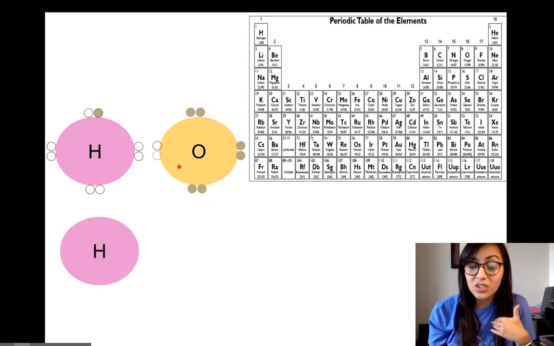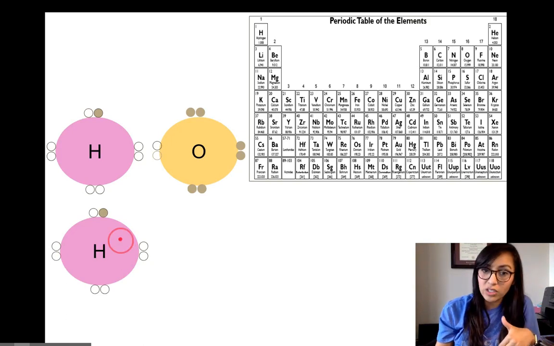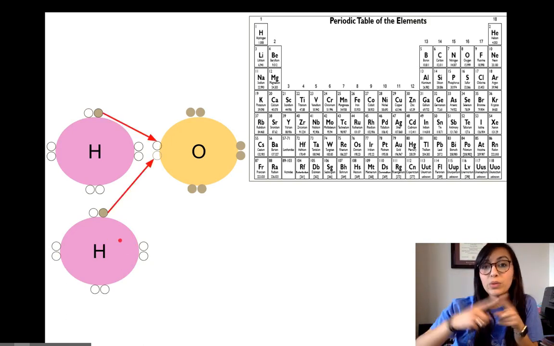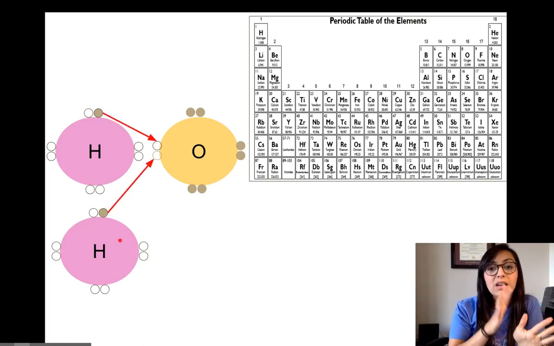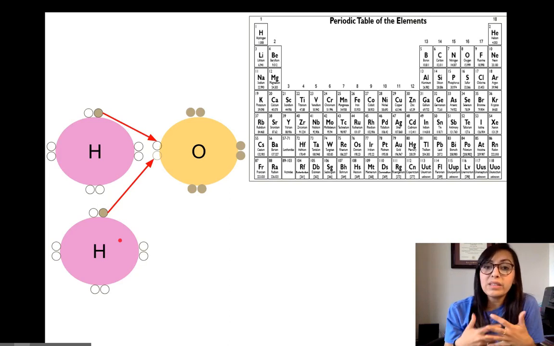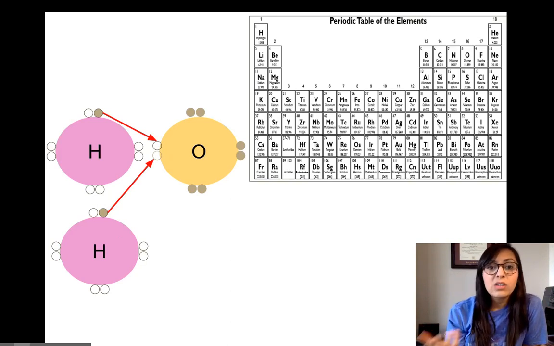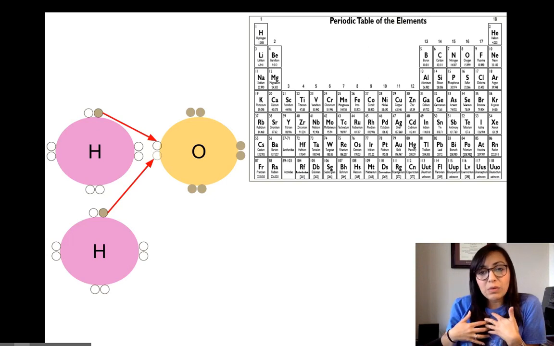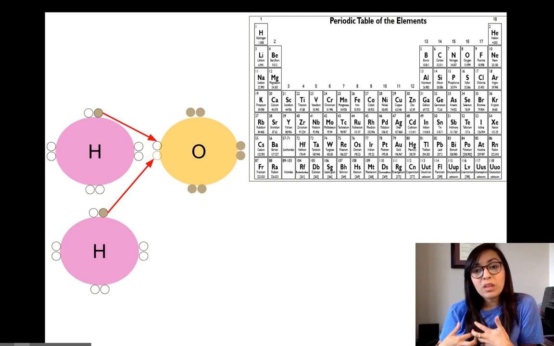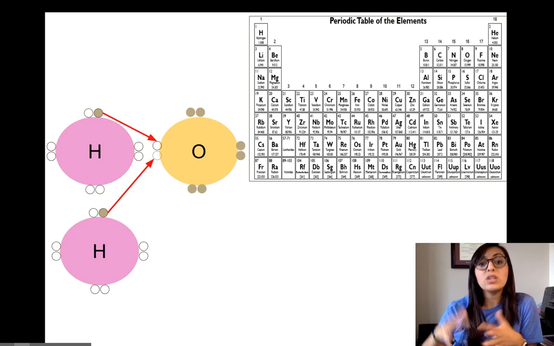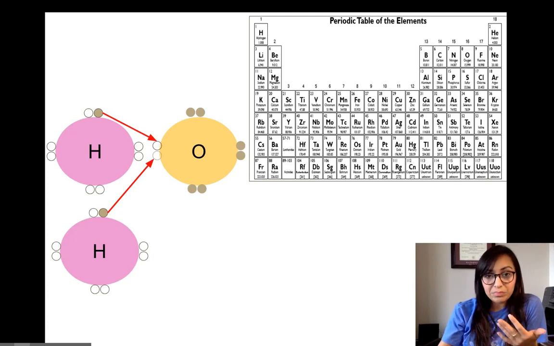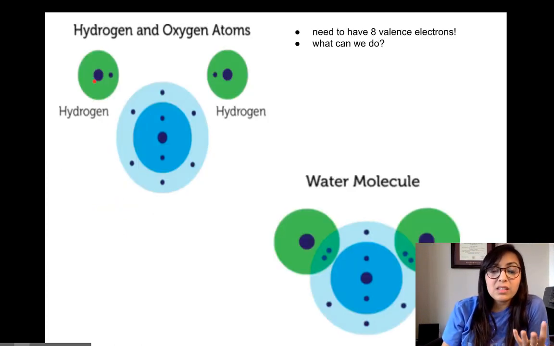So what oxygen can do is just grab another hydrogen to fill both of those spaces. Understand, oxygen doesn't really care how he gets to 8, he just wants to get to 8. So if he bonds with one atom of hydrogen and is still missing one valence electron, he'll grab another hydrogen. And this is the famous combination you know as H2O, or water.